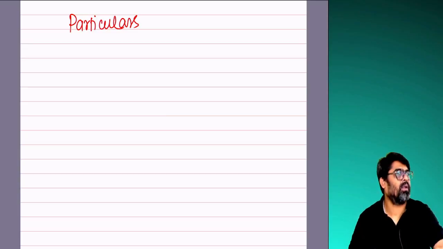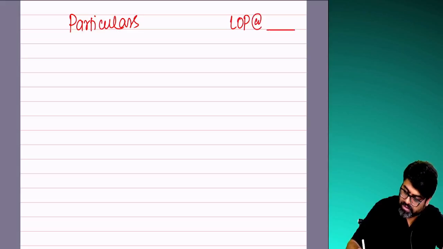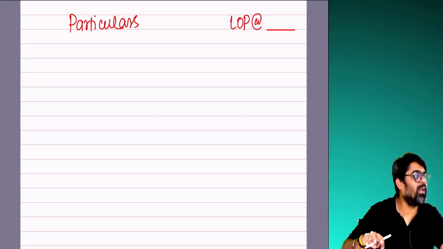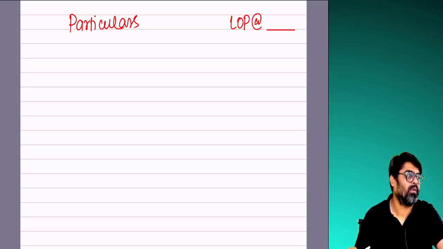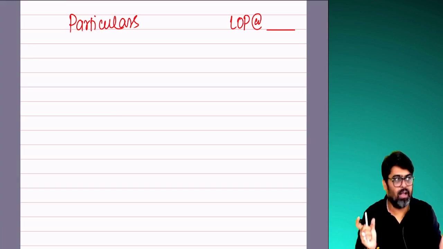But in my question only one property is there. What is that property? LOP. So as the heading you will write LOP. At which place? Bangalore, Chennai. Because it is not necessary that only one LOP will be given. Maybe in the question two LOPs are given. So this is the Mumbai LOP calculation, and this is the Delhi LOP calculation.